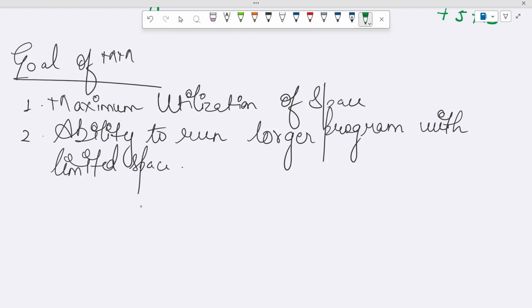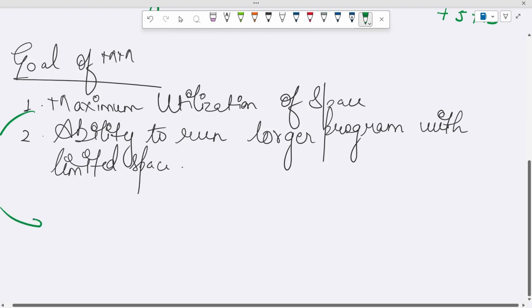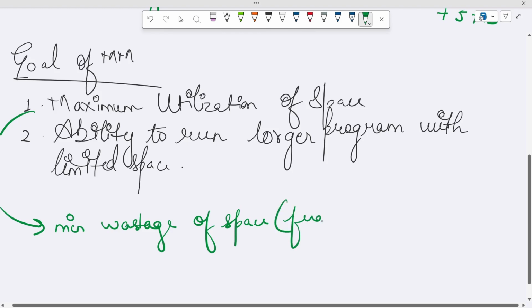Okay. So I write it like this as well: minimum wastage of space, or you can say fragmentation.